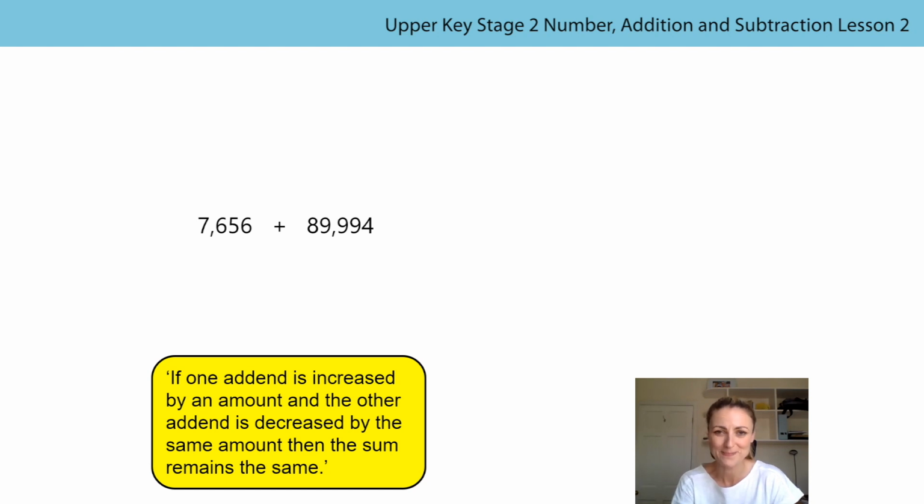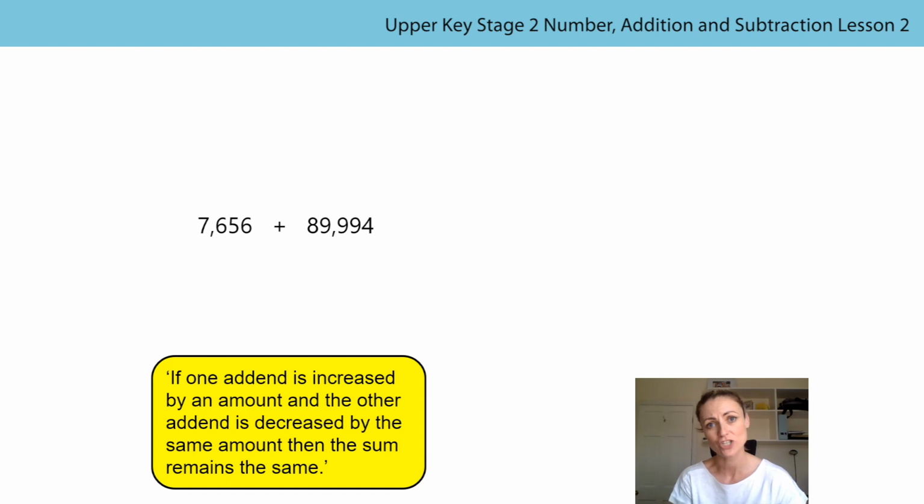Great, more big numbers. That's okay. Let's read this calculation together. 7,656 add 89,994. That wasn't too bad, but it does feel quite unfriendly. Those numbers, I'm not sure that I could add those easily using a mental strategy.